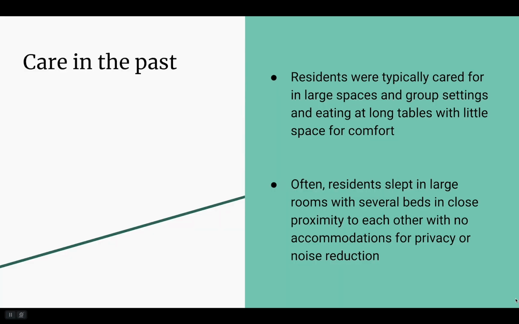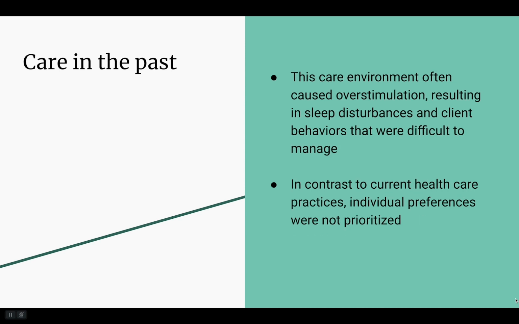Residents were typically cared for in large spaces and group settings, eating at long tables with little space for comfort. Often, residents slept in large rooms with several beds in close proximity to each other, with no accommodations for privacy or noise reduction. This care environment often caused overstimulation, resulting in sleep disturbances and client behaviors that were difficult to manage. In contrast to current healthcare practices, individual preferences were not prioritized.